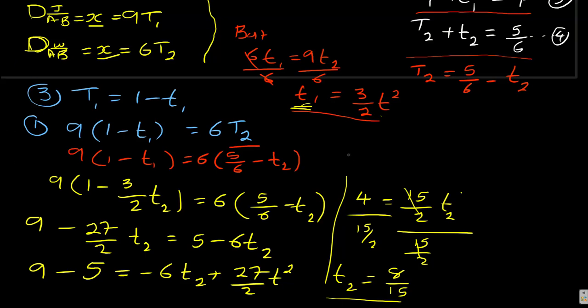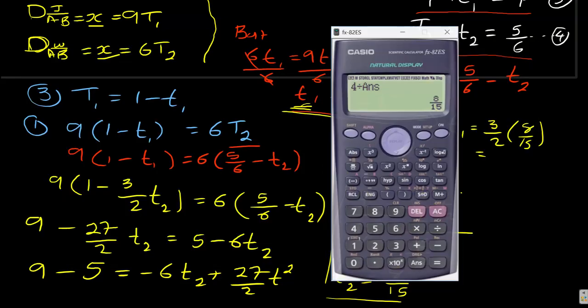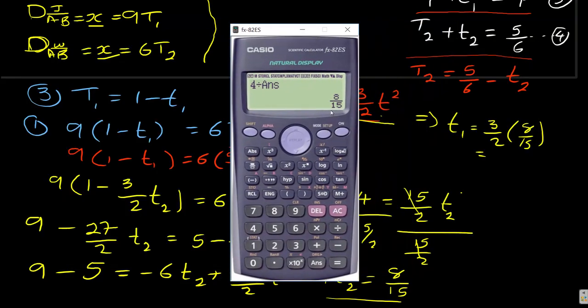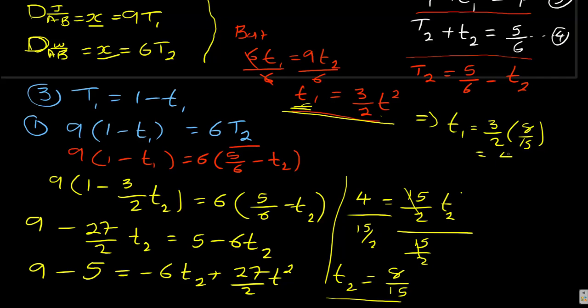But now you remember there is our t1, which is 3 over 2 times t2. So from here, our t1 is equal to 3 over 2 times 8 over 15. As you can see, it is 3 over 2 times 8 over 15, and you can get 4 over 5. So my t1 in this case becomes 4/5, right?